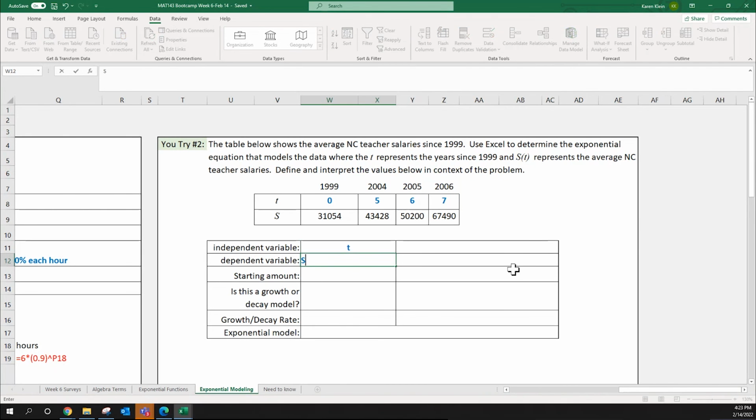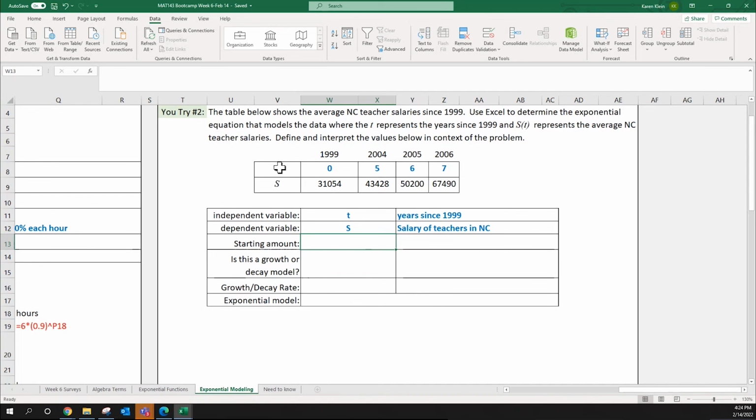All right, our input. So we have S and T. This is what they want us to use here. Our starting amount, we don't know yet, but we'll find that out once we graph it, and we can interpret that. So T would be the time. This would be years since 1999. S is going to be the salary of teachers in North Carolina, the average salary.